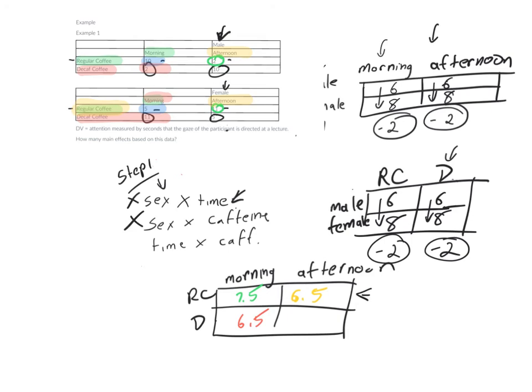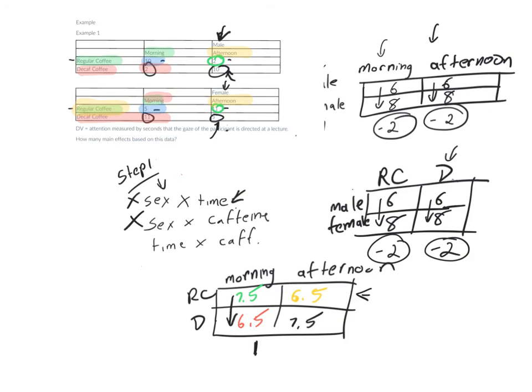Okay, last one. Afternoon and decaf. Well, that's here and that's here. 10 plus 5 divided by 2. So 15 divided by 2. It's going to be 7.5 again. So let's go ahead and subtract. So 7.5 minus 6.5 gives us a 1, right?